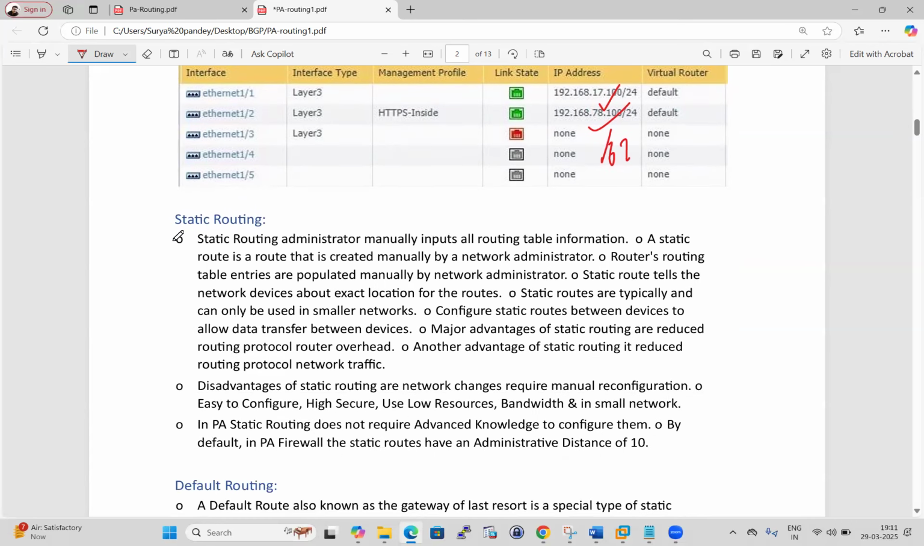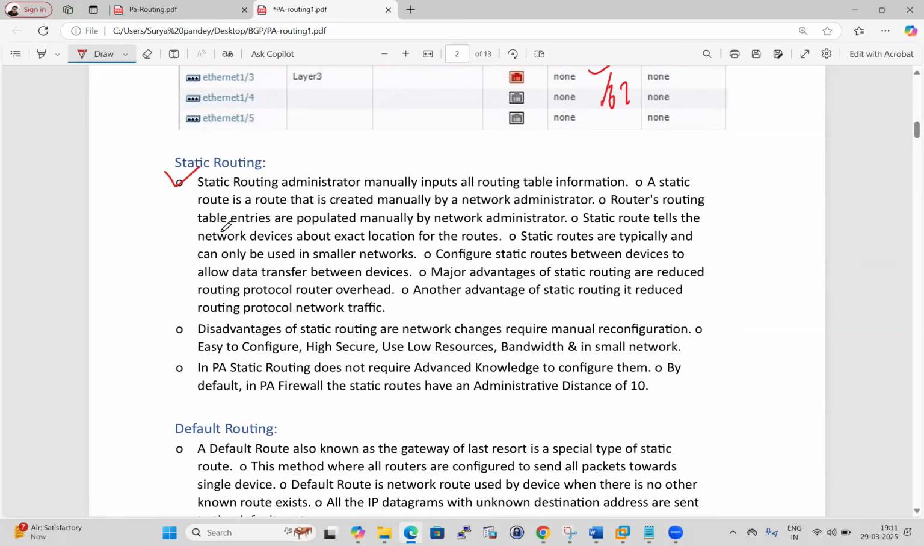Then the second one is static routing, guys. A static route is very less used and mostly used in small organizations. A static route is where the administrator manually puts in all the routing table information. So a static route is created manually by the network administrator. The router's routing table entries are populated manually by the network administrator.